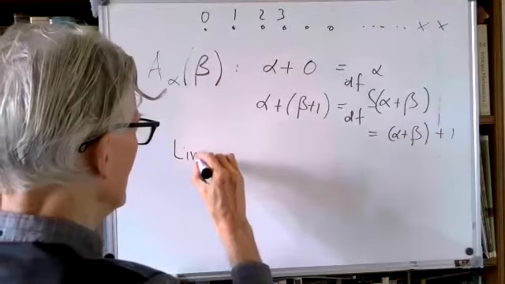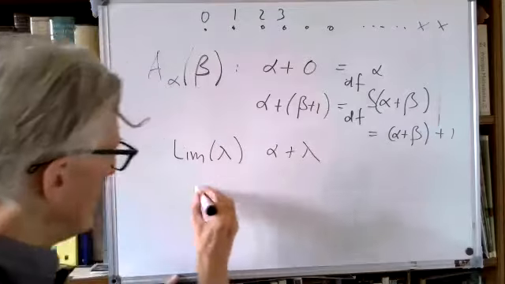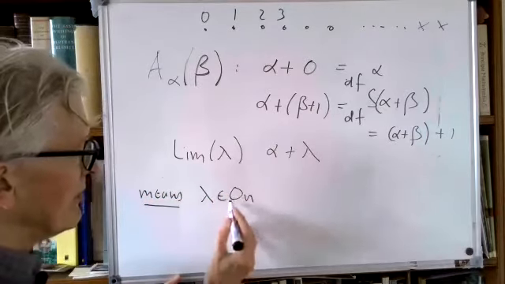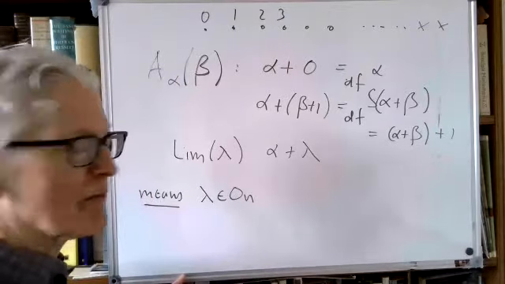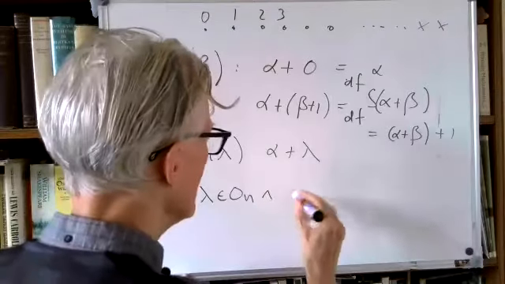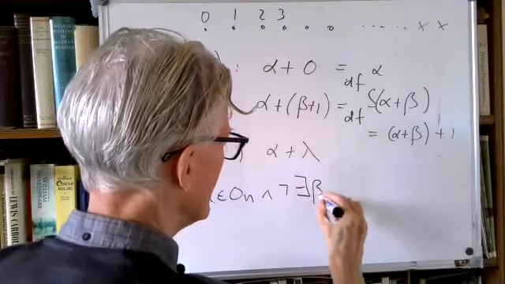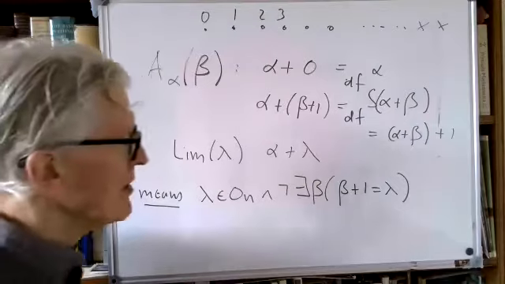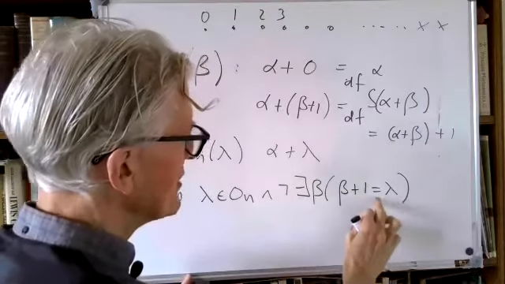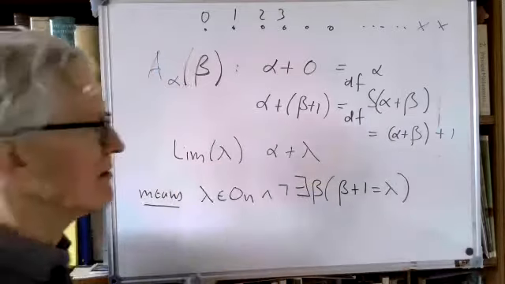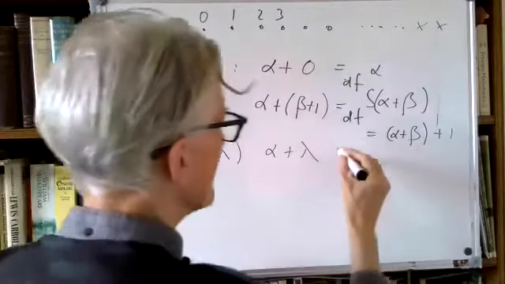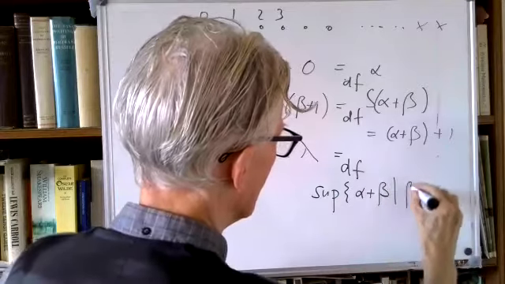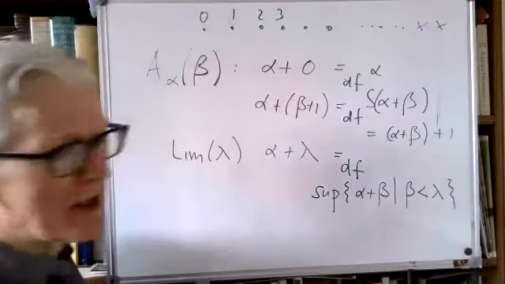And if lambda is a limit ordinal, by a limit ordinal, this means that lambda is an ordinal, we write ON for being an ordinal, but it's not a successor of anything. It's not the case that there is some ordinal beta where beta plus one is lambda. So I don't get that lambda is just the successor of something. It has to be like omega or omega plus omega. So in this case, we define alpha plus lambda to be the supremum of all of the previous ordinals, assuming I've already defined this.